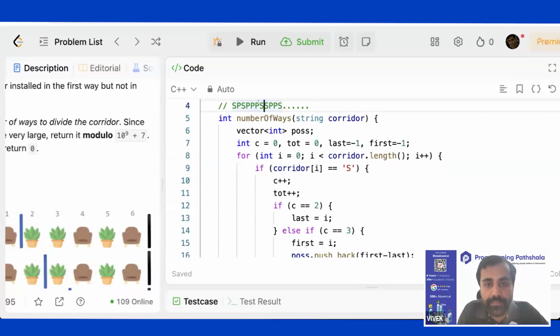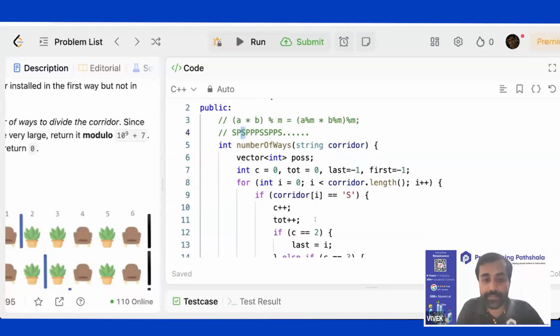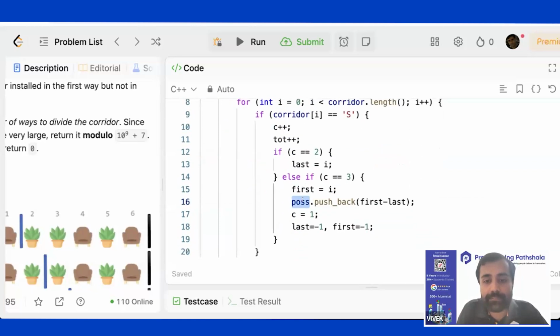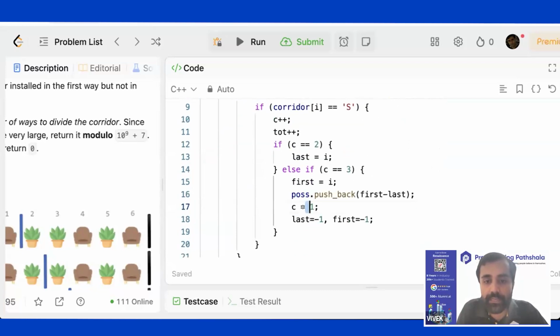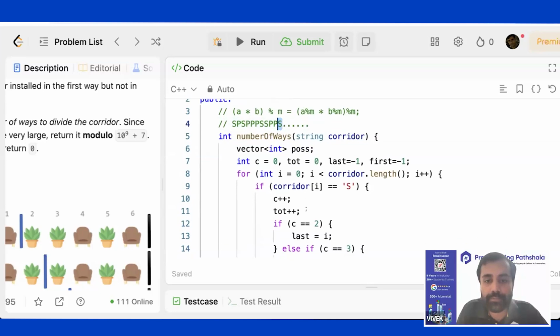And now we all know that the difference of this index and that index will tell me how many points of insertion there are for my current separator. So I have pushed first minus last in my vector, and then I have reset my value of count, because the moment I have put a separator somewhere, this is my first seat. So I have reset my count to 1, and last and first both to -1. Again, this thing will keep on getting repeated. The moment your count becomes 2, you will set your last to this index. And then the moment you find another seat, you will take the difference of this and that, and push that in your vector.